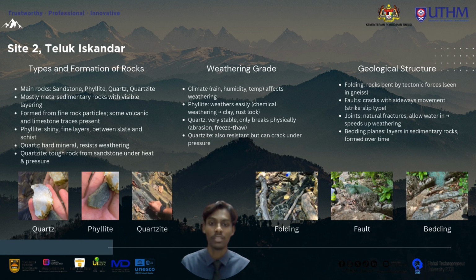So moving up next is the weathering grade. Climate, like rain, humidity, and temperature, can affect weathering. Phyllite is one of the rocks that weathers easily. In other ways, it can weather chemically from clay to a rusty look.